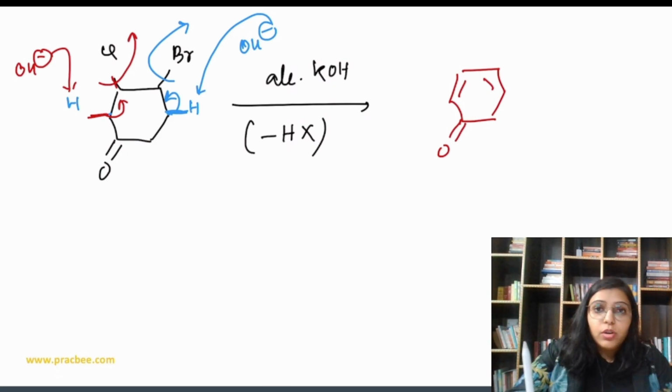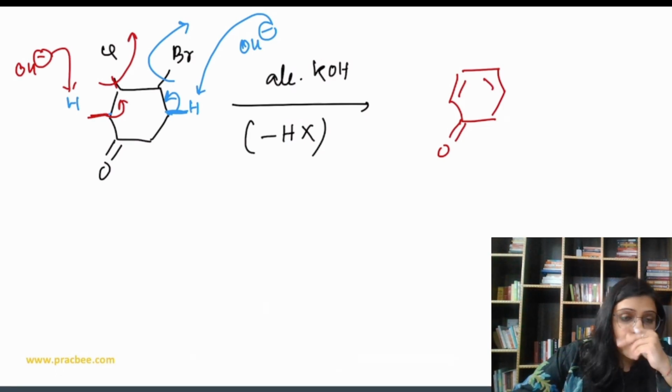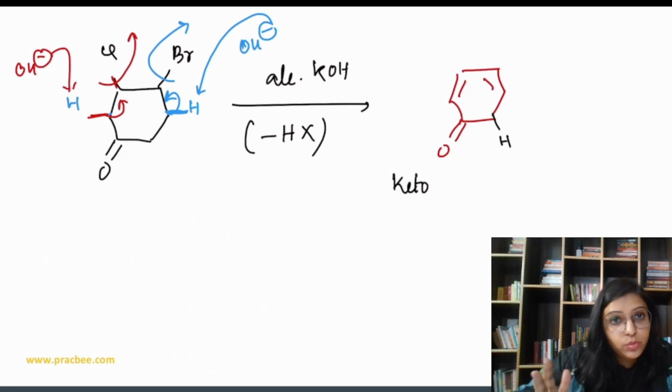Can we do this thing or not? Yes, we can do this thing. Next, this is not aromatic. So what are we going to do? This is H. This is H. So this is the keto form. We are going to convert this into enol form so that it can be converted into the aromatic compound.